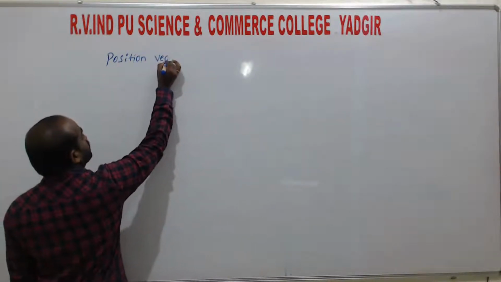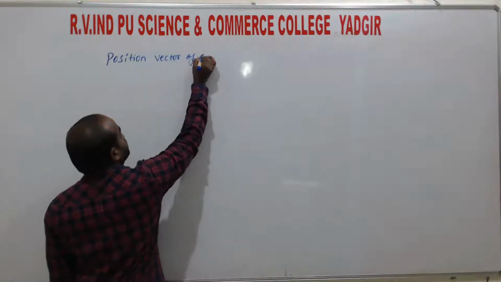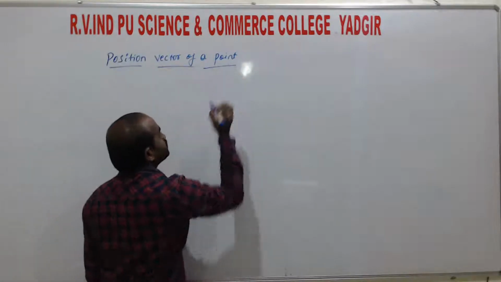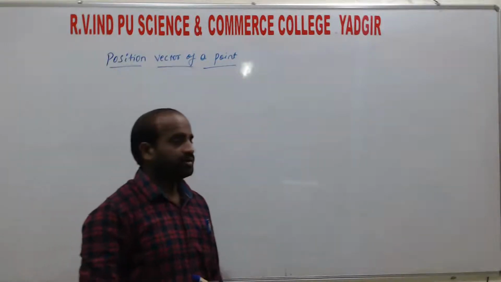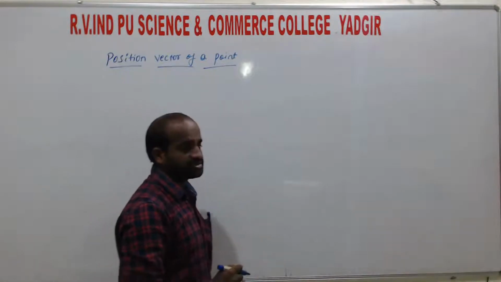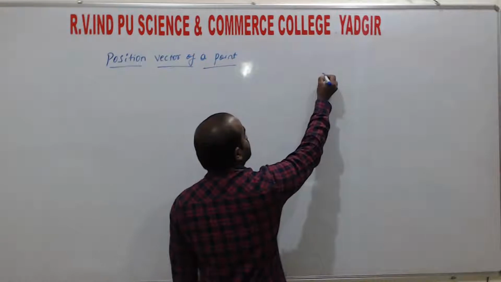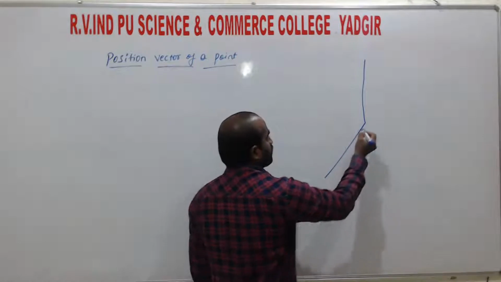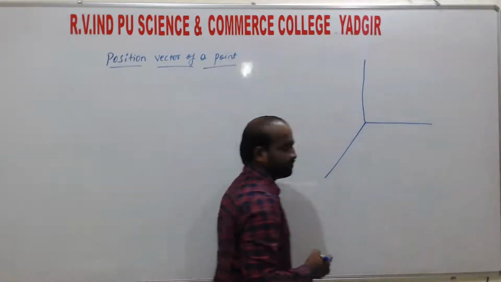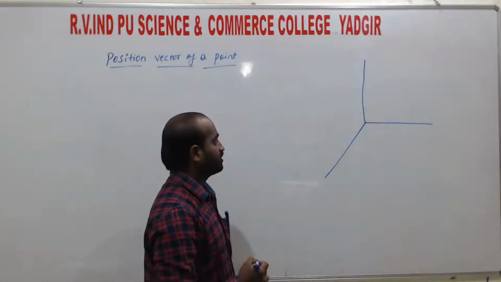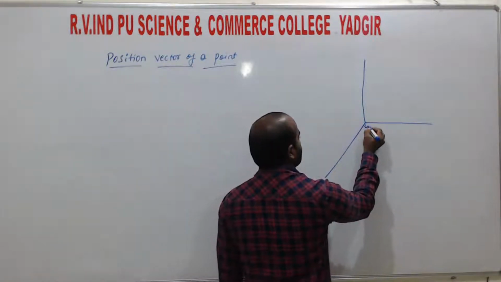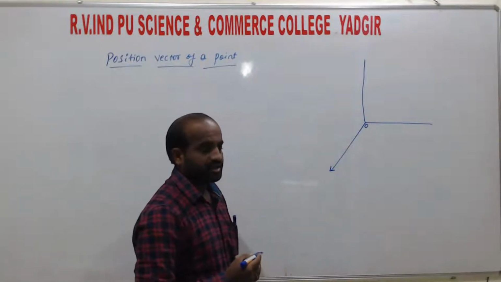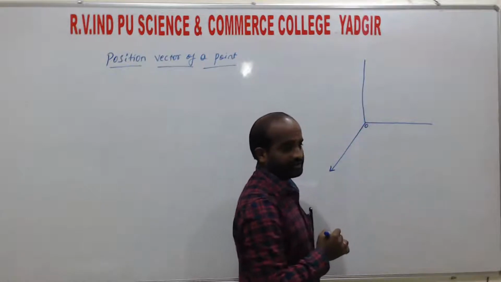Position vector of a point. First, we have to consider the three-dimension space. Consider a three-dimension space, right-handed system, rectangular coordinate axis.